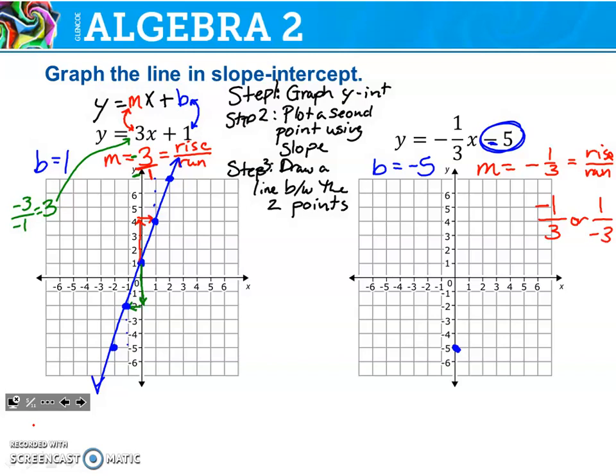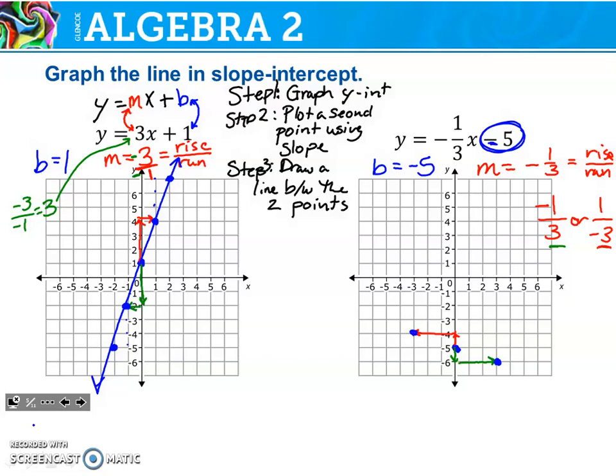Okay? So the first one I'm going to do is -1 over 3. So -1 for my rise means I go down 1. And then a +3 for my run means I go to the right 3. So I'd have a point right here. The other option that you could do, I'll do this one in red, would be a +1 over a -3, so up 1 to the left 3. Okay? That would also work.